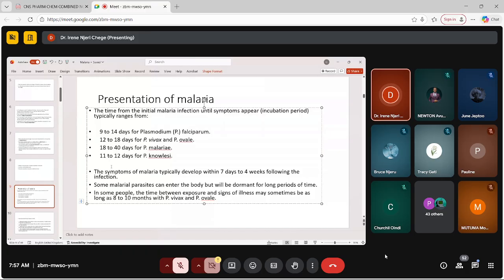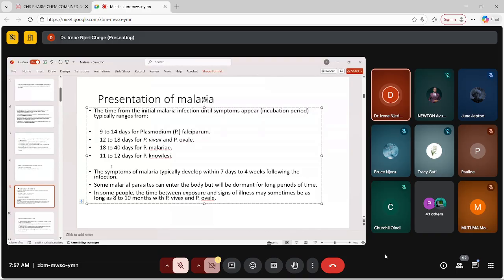So the symptoms of malaria typically develop within 7 days to 4 weeks following the infection. Some malarial parasites can enter the body but will be dormant for long periods of time. Like I told you, the P. vivax and the P. ovale. Why? Because they're able to go into the liver, form hypnozoites, and become dormant. In some people, the time between exposure and signs of illness may sometimes be as long as 8 months, with P. ovale and P. vivax.